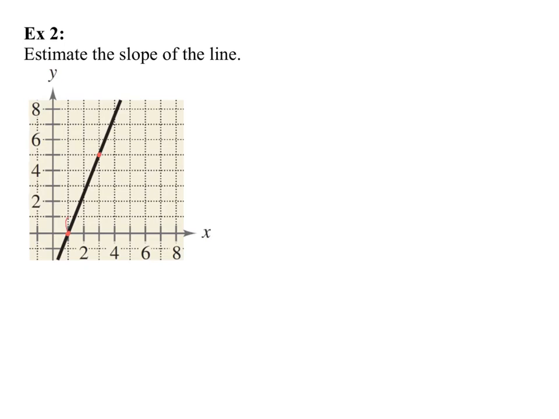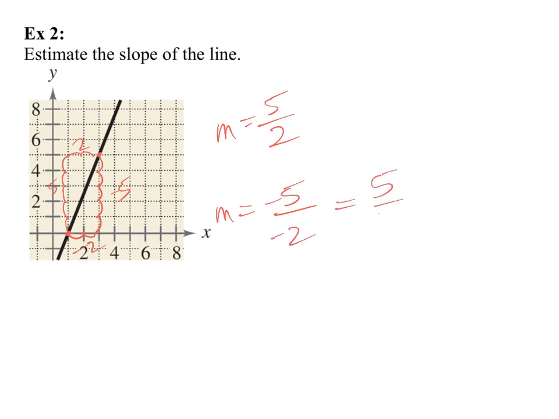Now I could go rise, which is 5, over run. So 5 over 2. Or you could just as well go rise, in this case, which is going down, and then run, which is negative 2. And that still simplifies to 5 over 2. So your slope is 5 over 2. On to the next example.